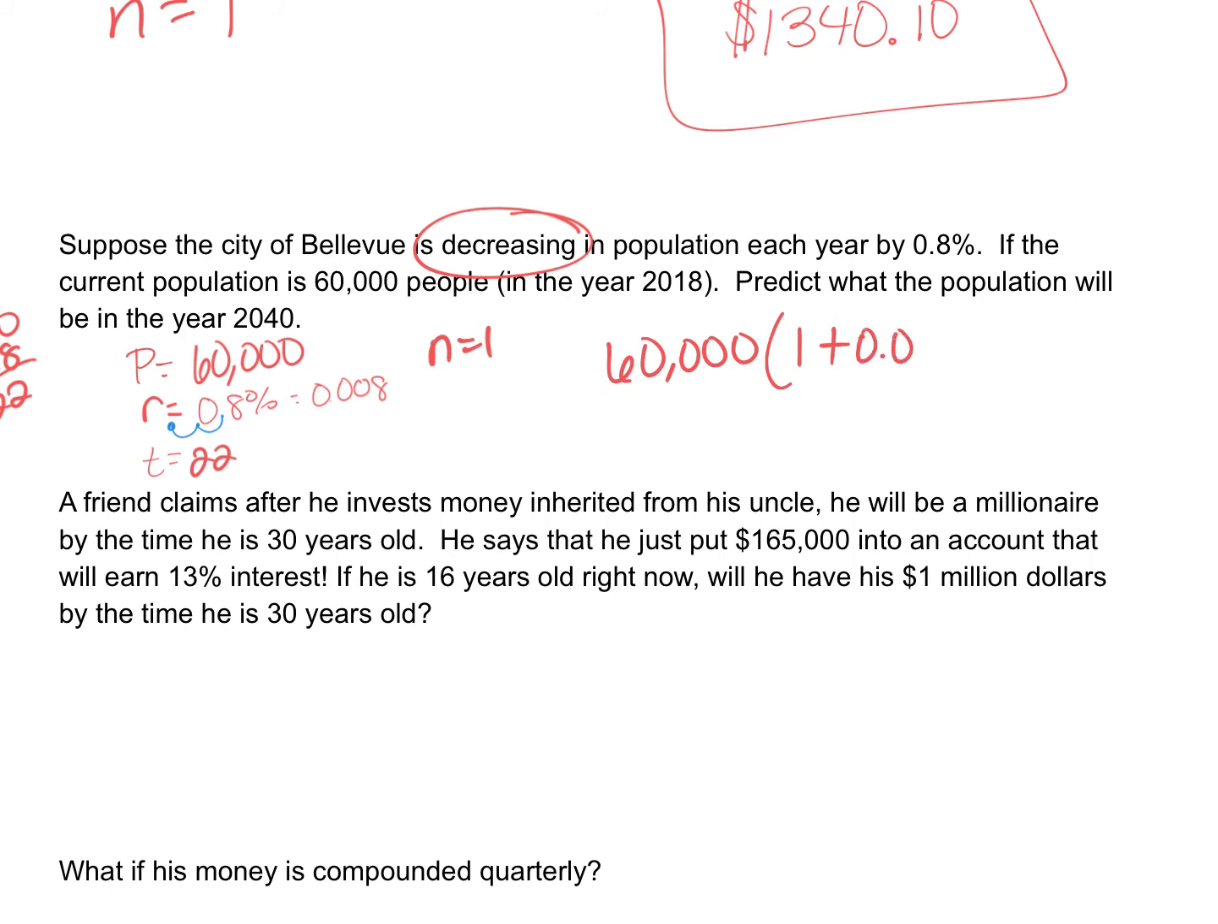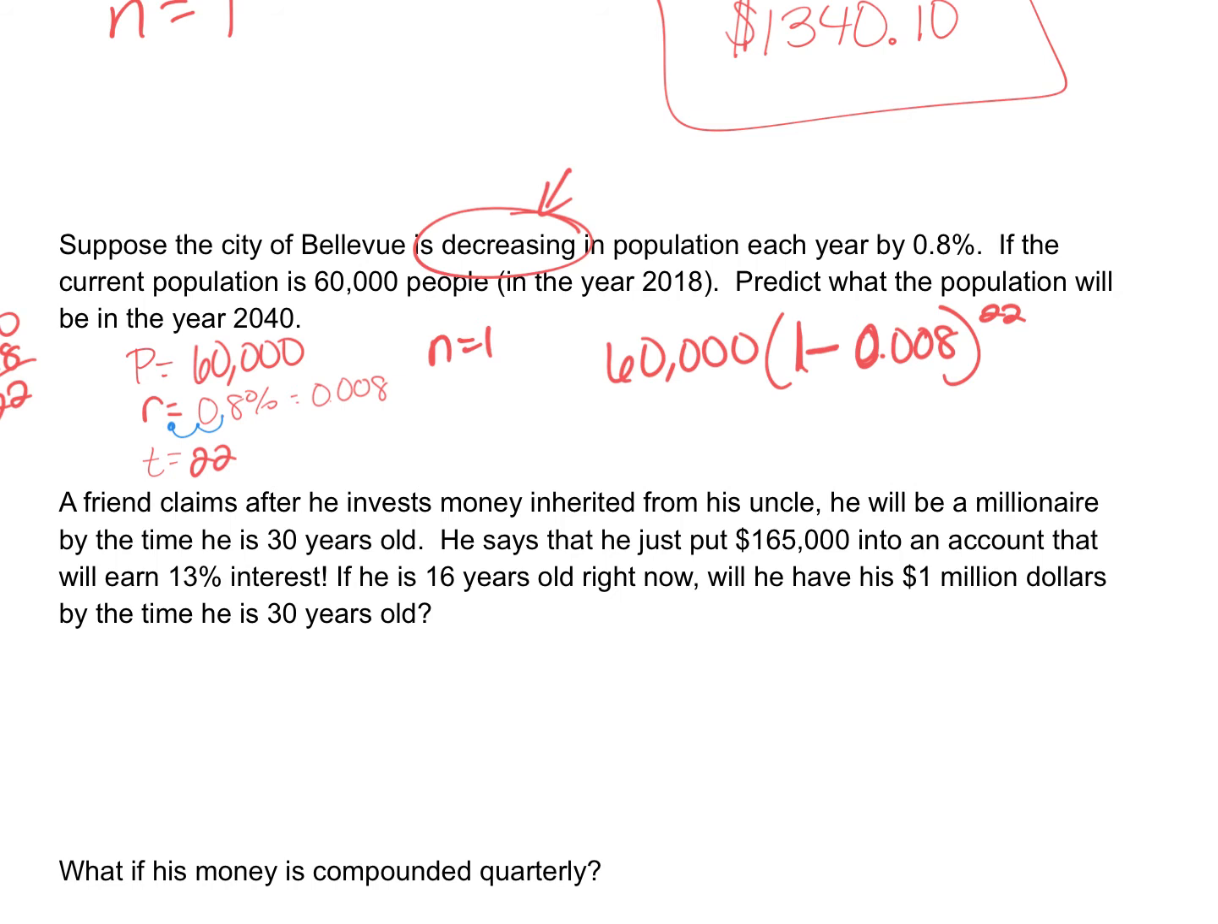So 0.008 parentheses to the, again, I'm not gonna do 1 times 22, I'm just gonna write 22. If you wanna write it, it doesn't matter, but I'm not going to. Oh, I just see I made a mistake. What was the big word that I circled? Decreasing. So this is going to be decaying. So that means it needs to be a minus sign right there because it's not getting bigger, it's getting smaller.